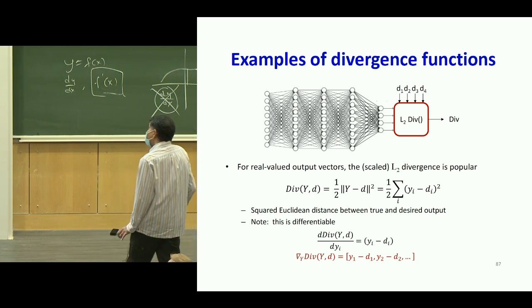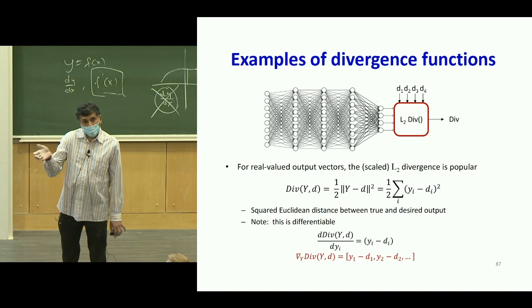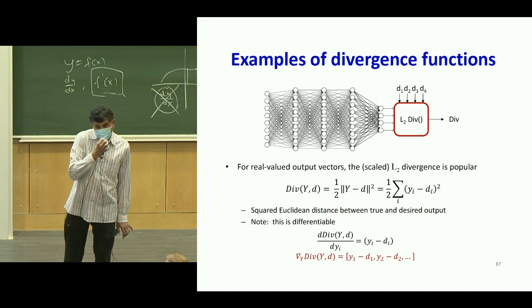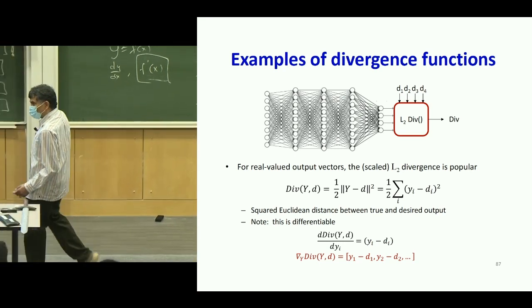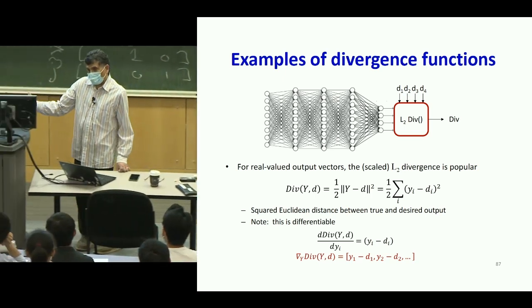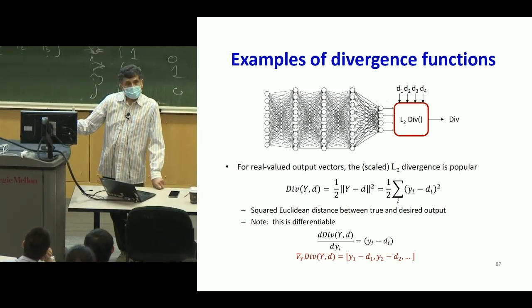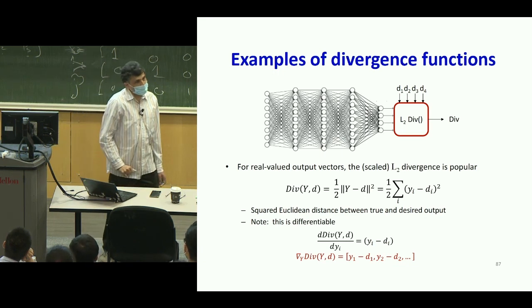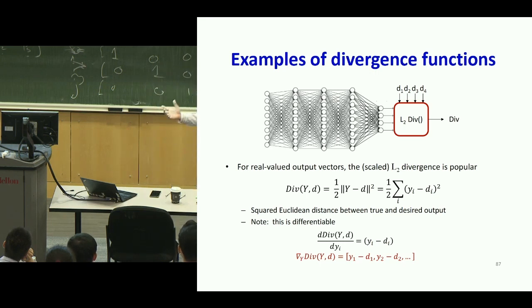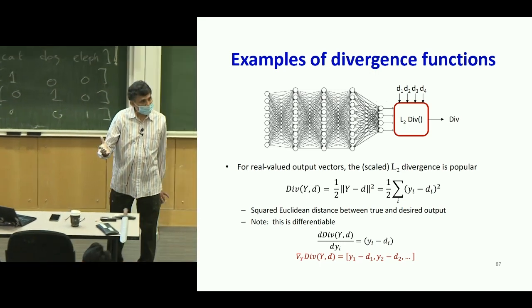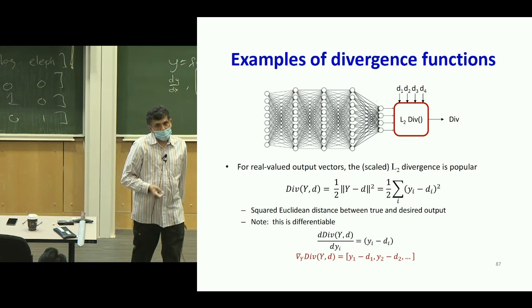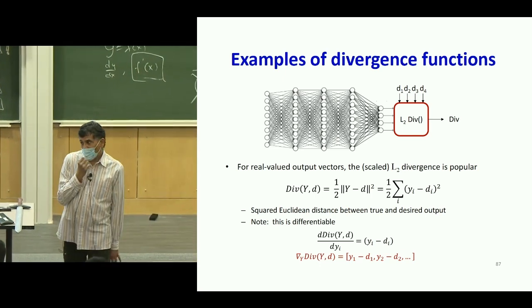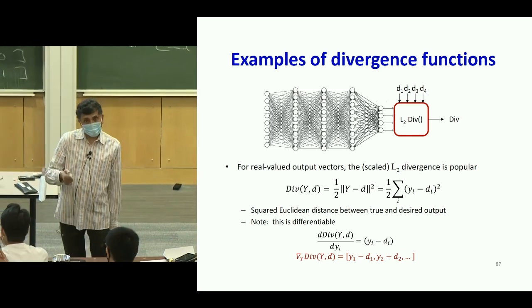Now, why do we need the half? Remember that I want to compute derivatives, right? So the first thing I want to do when I'm computing derivatives is to compute the derivative of the divergence with respect to the output of the network. So if you take the derivative of this L2 divergence with respect to the output of the network, what are you going to end up with? You're just going to get y minus d, right? Because the 2 factors out the half on the outside. That's why we have the half.